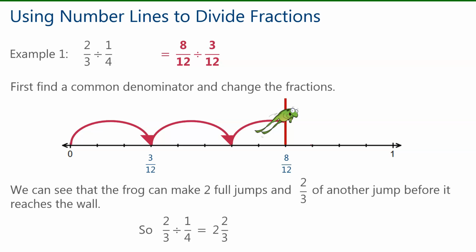2/3 of another jump. We could also count the number of spaces from 0 to 8/12, and we know that there were 8 spaces and we were making jumps of size 3, so 2 and 2/3 can also be written as 8/3.